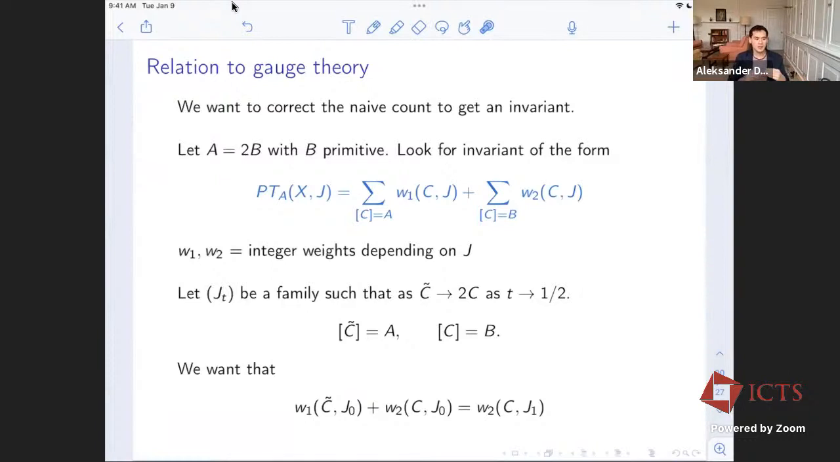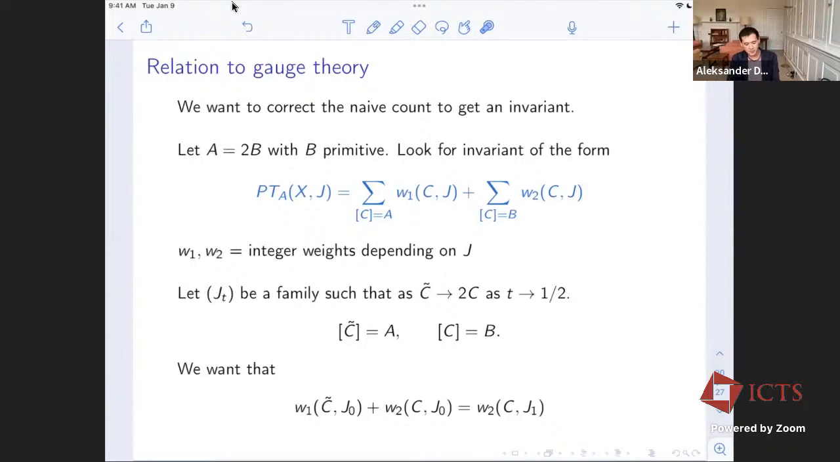invariant, because as you vary J in a family, some of these embedded curves in class A could collapse to twofold covers of curves in the class B. And the fact that that collapse happens tells you that in a family of almost complex structures, the number of embedded curves in the homology class A will change. So we can ask, can we correct this naive count to actually get something that is an invariant?